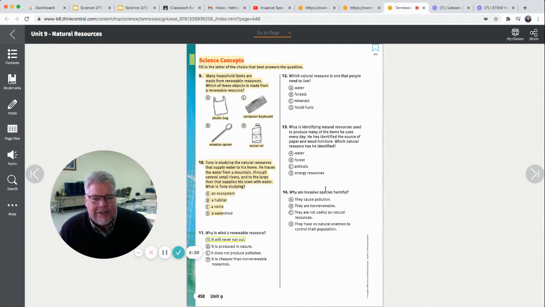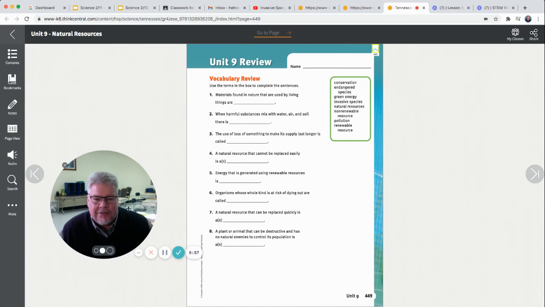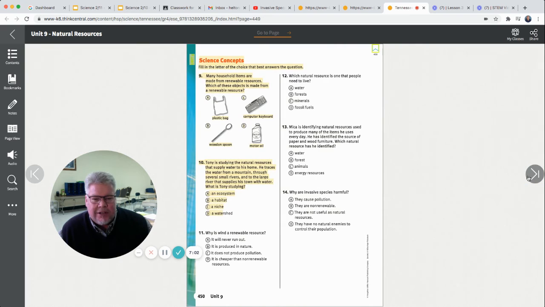Why are invasive species harmful? So that video we just watched, what makes those animals and plants harmful? They cause pollution? No. They're non-renewable. Oh, they renew very fast. Some of them, don't they? They're not useful as natural resources. Well, we can still use some of them. They have no natural enemies to control their population. That's why they're invasive. The answer to 14 is D. They have no natural enemies. That's in the definition. So you should get number 14.